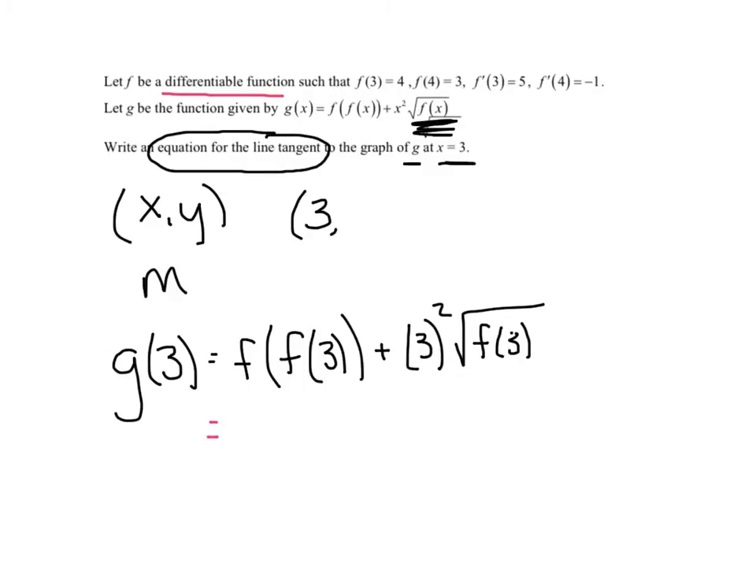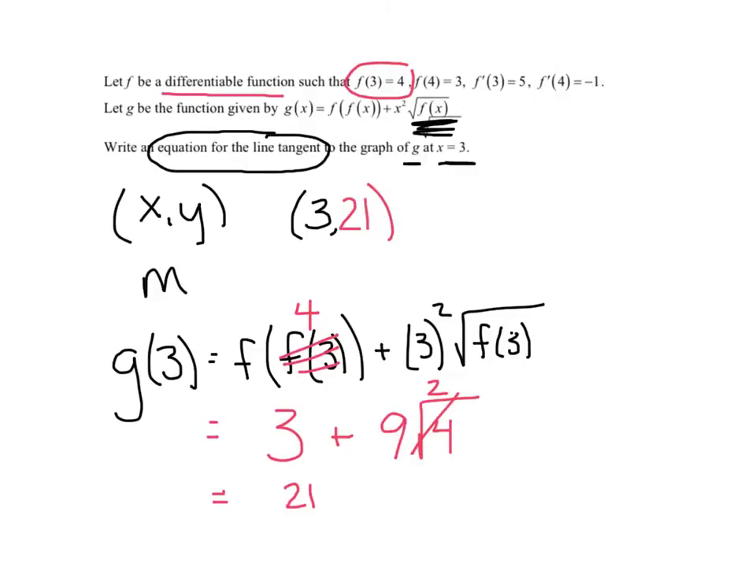So I get, let's see, f of 3, if I read my rule, is 4. So now it really says f of 4, and f of 4 is 3. Plus this is 9 times the square root of f of 3, and again f of 3 is 4. So that's really 2. 9 times 2 is 18, plus 3, I get 21 for my y value. So I'm going to go and fill in my point there.